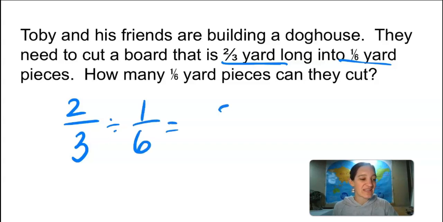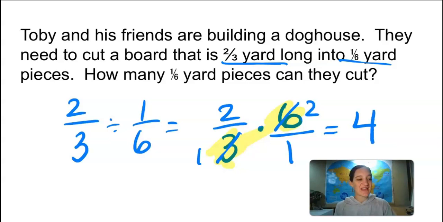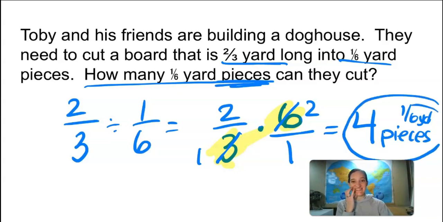So again, we're going to keep, change, and flip. These two problems are fairly similar, aren't they? When we cross simplify, we see that we can divide both of those by 3. And we're left with 4. The question is, how many pieces can they cut? So it'll be 4 pieces. Technically the pieces are 1/6 of a yard, but it will be 4 pieces.